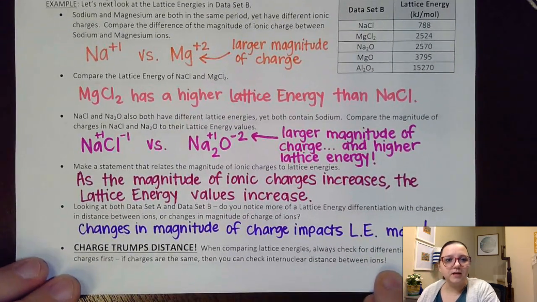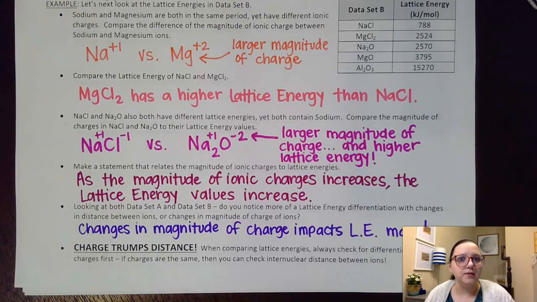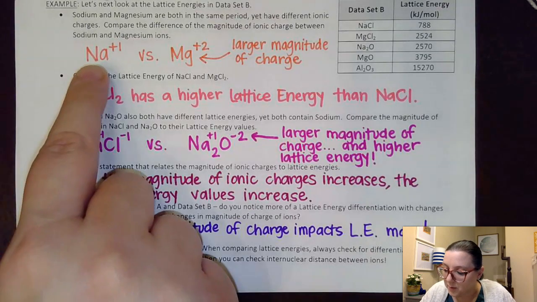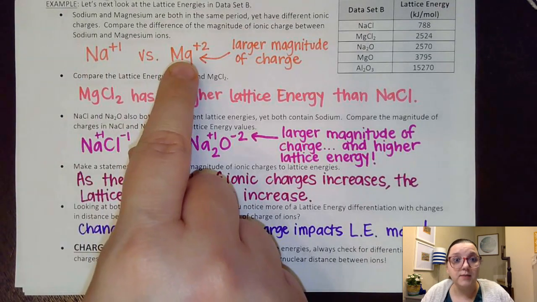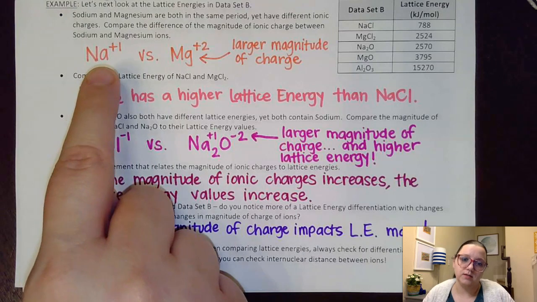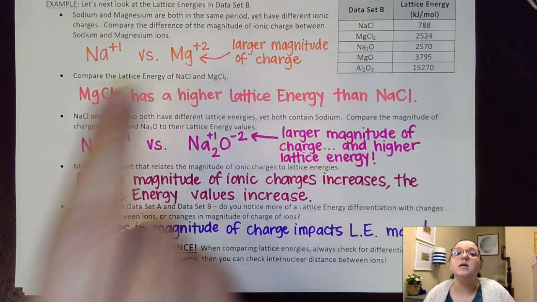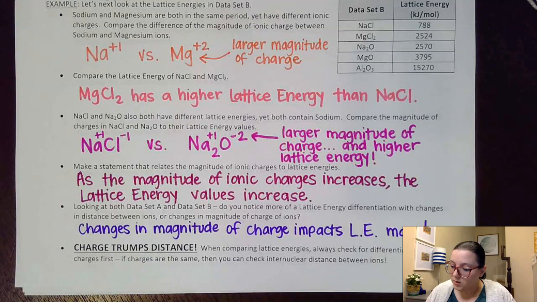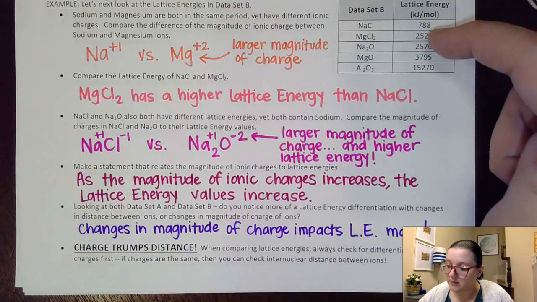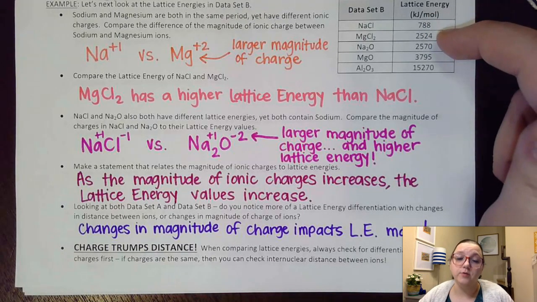Okay, first off, it said, hey, sodium and magnesium are both in the same period, yet they have different ionic charges. Compare the magnitude of ionic charges. Well, they both have a positive charge, but the magnesium has a +2 charge, whereas the sodium is only +1. So magnesium has a larger magnitude of charge. So then it wanted me to compare the lattice energies of NaCl, sodium chloride, and MgCl2, magnesium chloride. And when I go to my data over here, I see magnesium chloride has a much bigger value for the lattice energy than NaCl does.